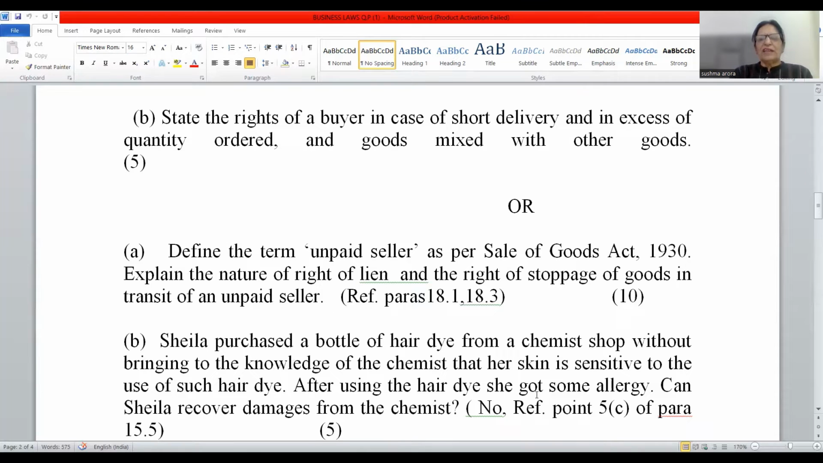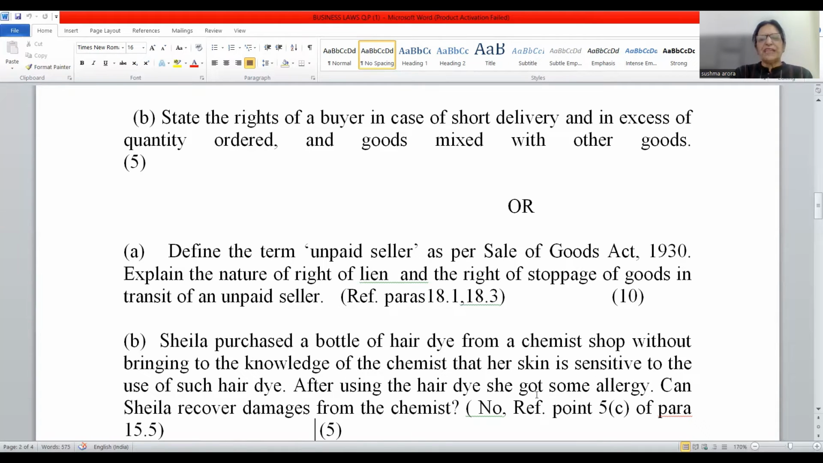Nature of lien, right of stoppage of goods in transit. The unpaid seller has rights against the goods and against the buyer. Rights against the goods in two cases: when the property in goods has passed, and when the property in goods has not passed. When the property in goods has passed, three rights: right of lien, right of stoppage of goods in transit, and right of resale. Right of lien is the right to retain the goods.